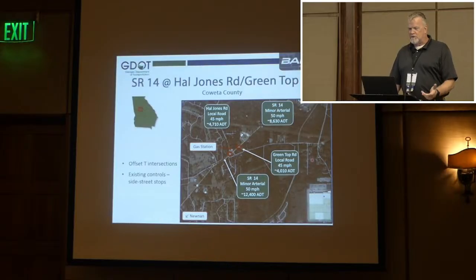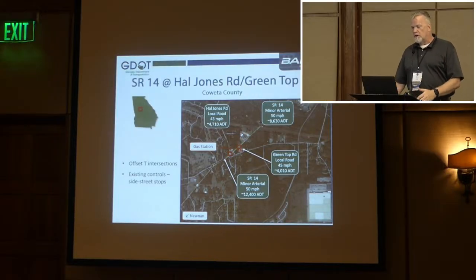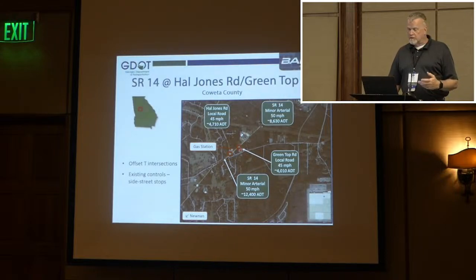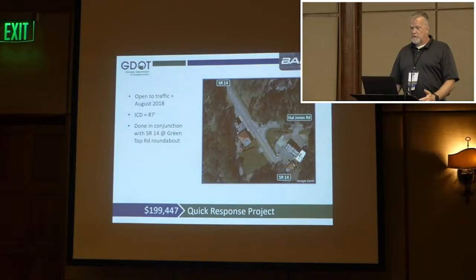This next one's 14 at Hal Jones. This one I thought was really interesting to throw in here. There are two offset T intersections a little bit away from each other, but both had problems with crashes at the intersections. How could you mitigate those issues at a lower cost? District 3 challenged the construction community on what we can put in at these two locations.